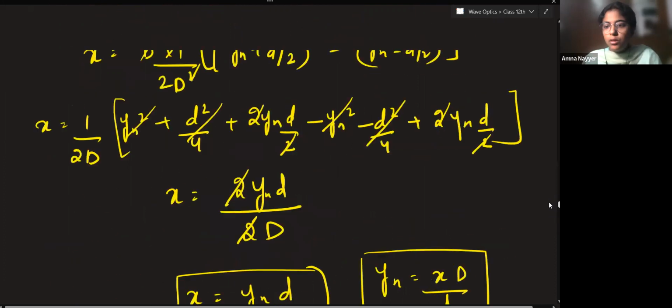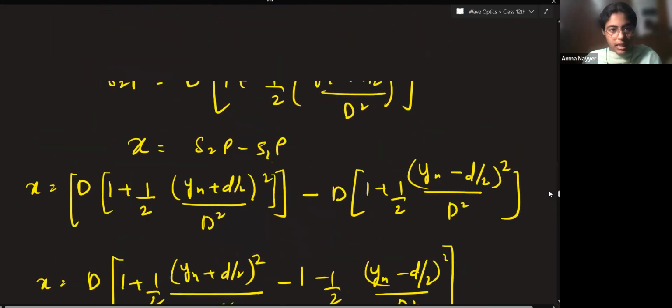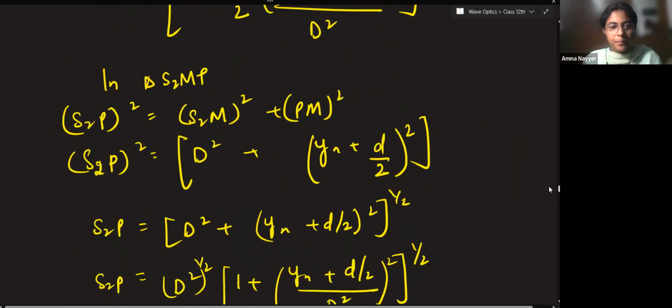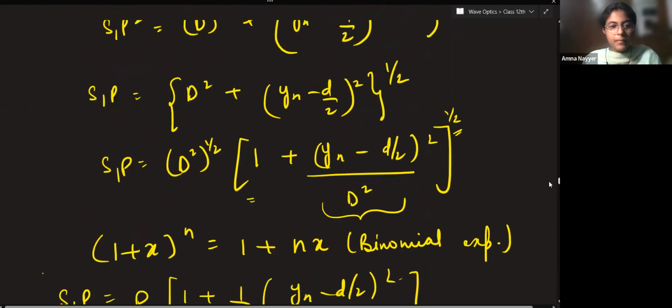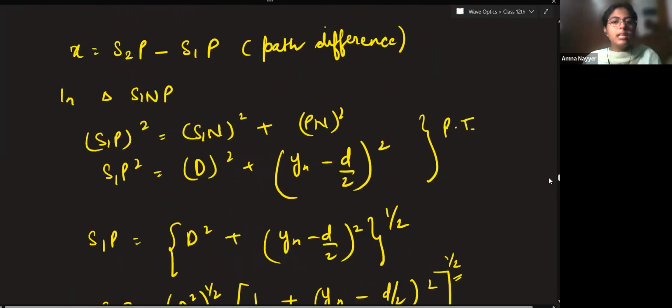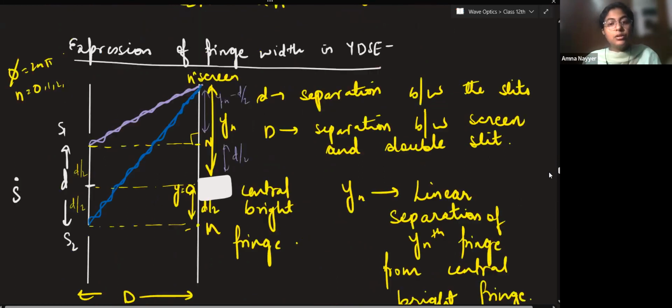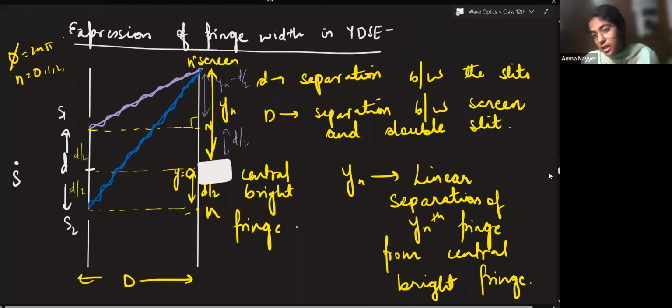Any doubts you all have in between, please let me know. Write it down. And in the questions, please be careful whether bright fringe is asked or dark fringe is asked, because the expressions get changed for it.